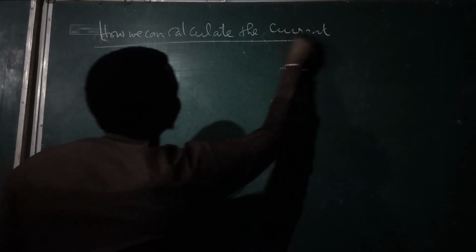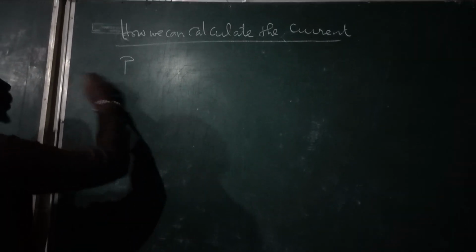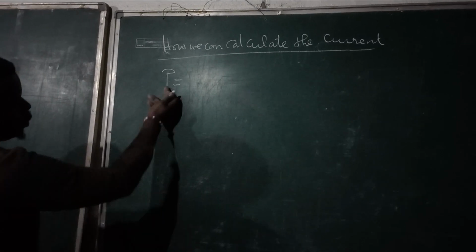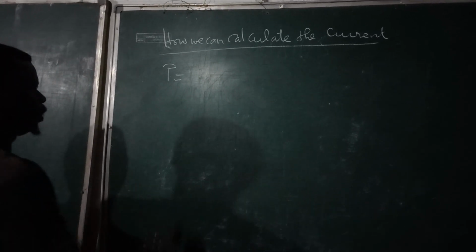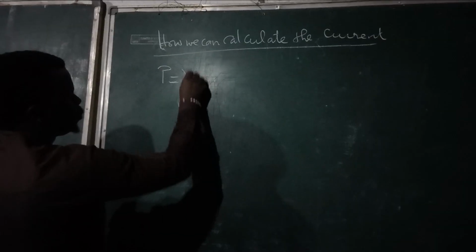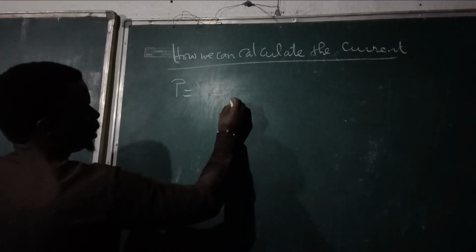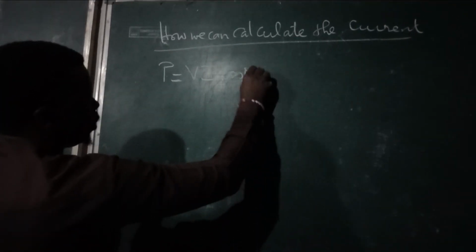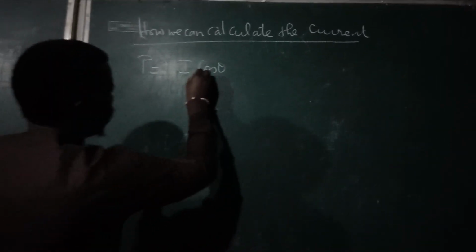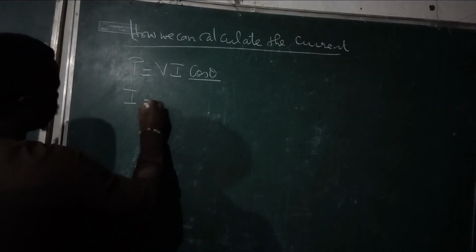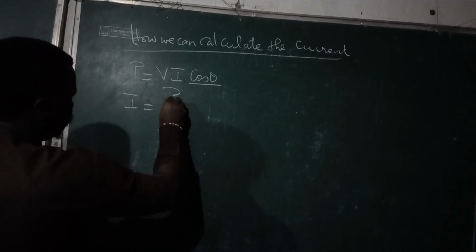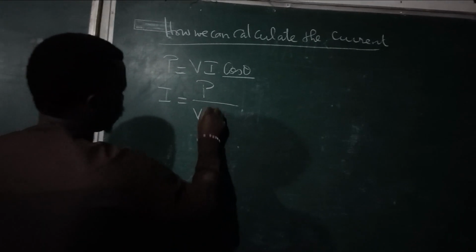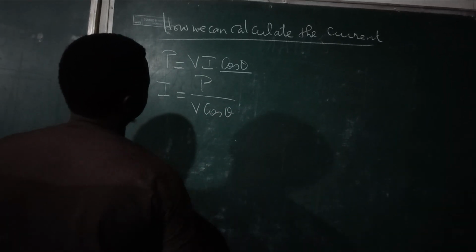Now, this is delivered in the formula of power, where we know that the power for a single phase supply is equal to the voltage times current times the cosine theta, which is the power factor. So the current is derived from this: it is equal to the power divided by voltage times cosine theta.